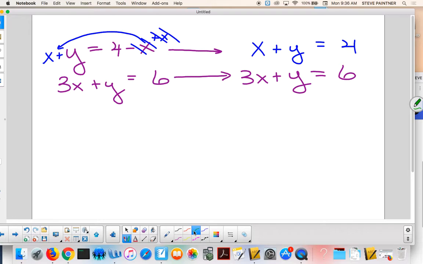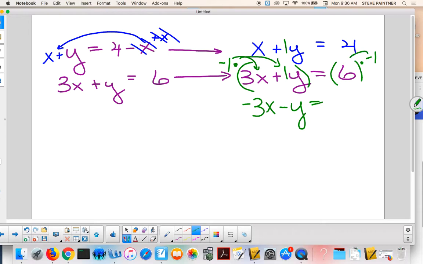Alicia, help me. What'd you multiply by? Don't know. Hey, look, I got a 1y, I got a 1y. Let's make one of them negative 1y. How? Multiply by negative 1. Yeah. Hey guys, if you multiply by -1, this will give you -3x, this will give you -y, and this will give you -6. Draw your line, and then you just kind of scribble that up. Don't look at that anymore. Once you change the equation, don't look anymore.